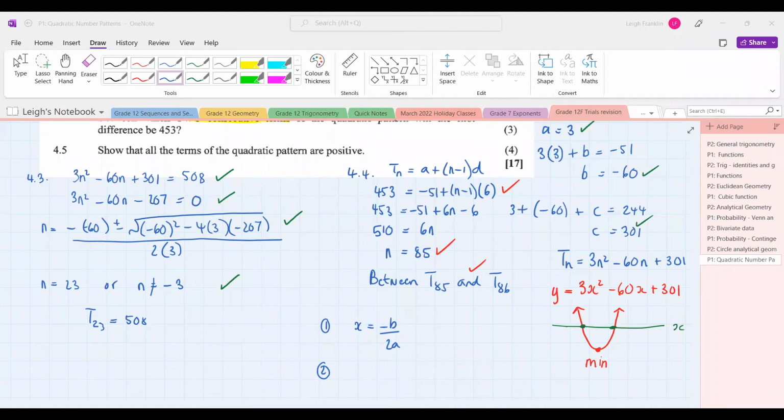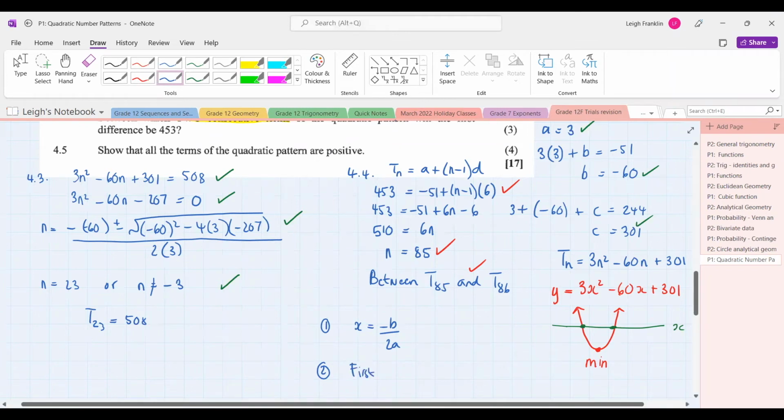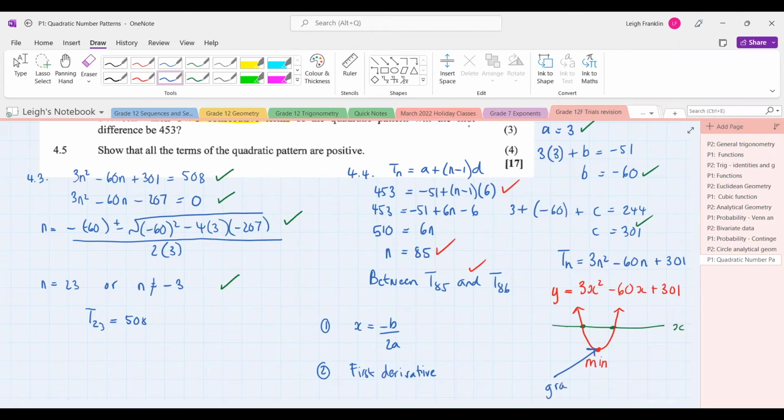We could also use the first derivative. Okay, so we could take the first derivative and make it equal to 0. So we could also use calculus, because the gradient at the turning point, at our minimum, is going to be 0. But we're not going to worry about doing that. We're going to go with option number 1.